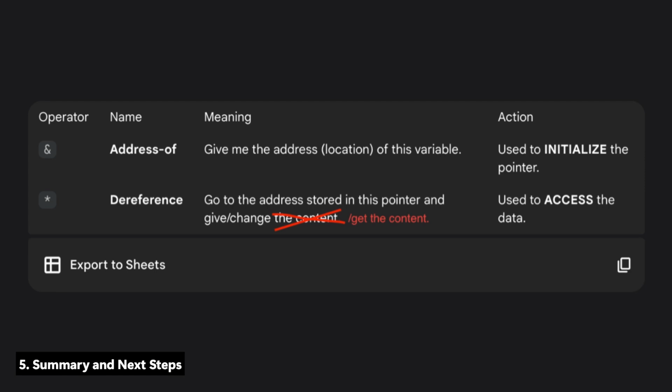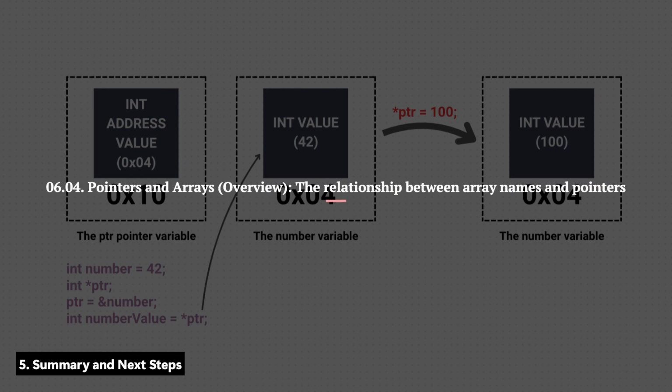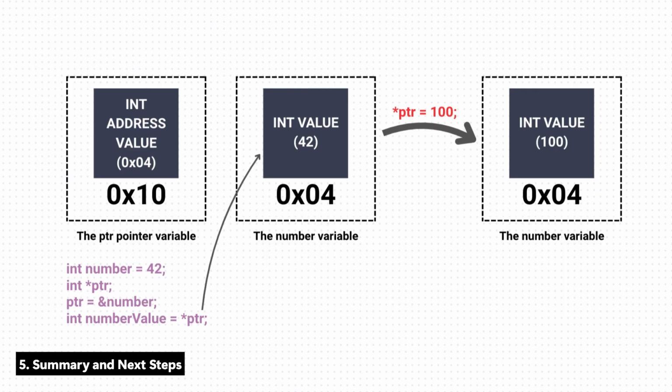Five. Summary and next steps. You have now learned the basic declaration and operation of pointers. Our next lesson is 6.04: Pointers and arrays. Overview: the relationship between array names and pointers.